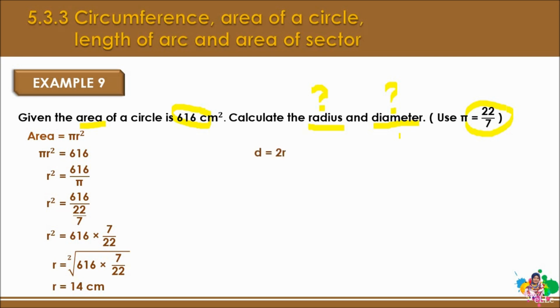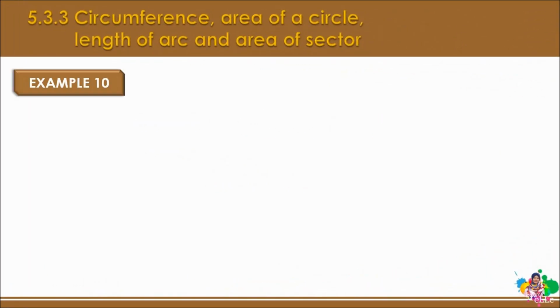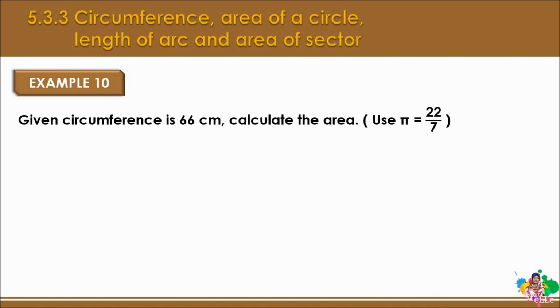So diameter, you know, is twice the radius. Okay, so diameter is 28 centimeter. Alright, next example. In example 10, given circumference is 66 centimeter.